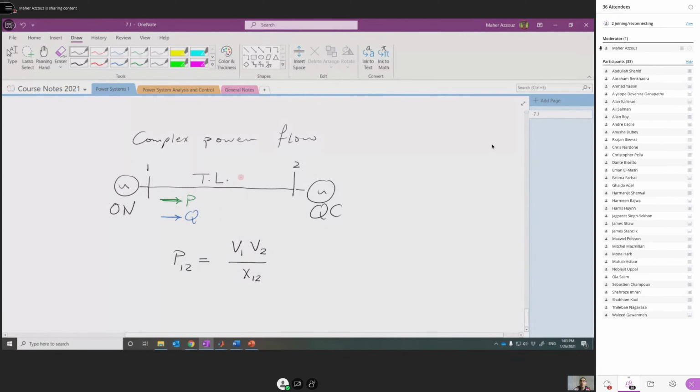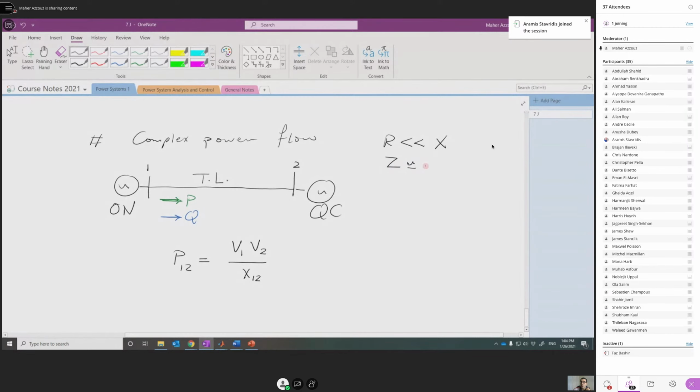For any transmission line, we have different parameters. We have a resistance, because the transmission line is made of aluminum, which has a resistance, or if it's a cable made of copper, again it has a resistance. We also have a reactance due to the magnetic field around the wire. But in the previous lecture, we discussed that the resistance of the transmission line is much lower than the reactance, and that is why the impedance is approximately equal to the reactance.